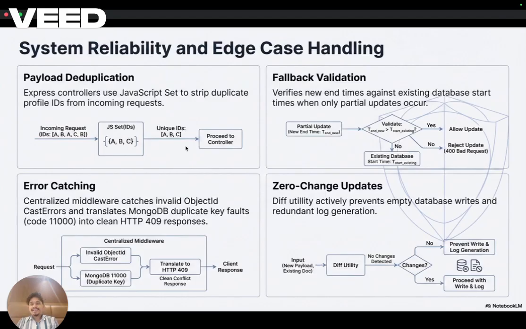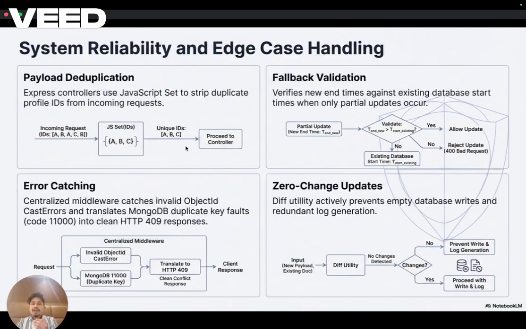System reliability and edge case handling. I've also tried to handle different edge cases. Payload deduplication: Express controllers use JavaScript to strip duplicate profile IDs, so if there's any duplicate profile ID, it is not stored once again. I've also added fallback validation. For start time and end time, the end time must be after the start time. These small cases are all taken care of.